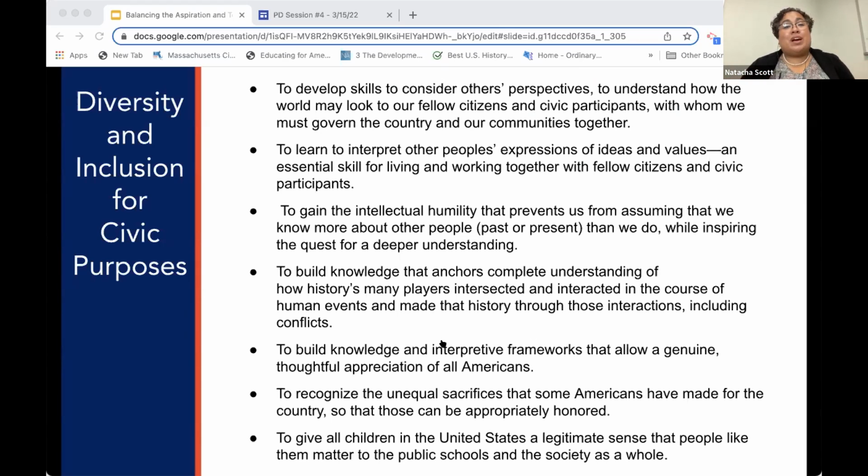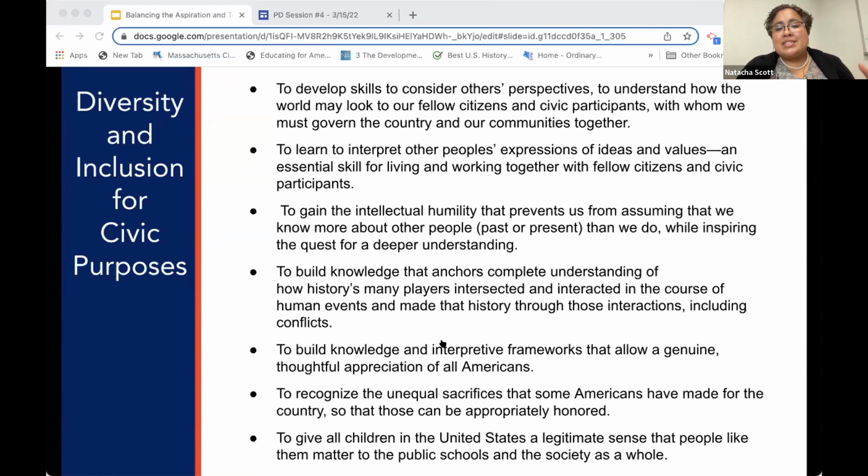Understanding that we want to move beyond the checklist and just make sure we've incorporated this perspective and this perspective, but actually thinking about how incorporating the diversity and inclusion of those perspectives can really deepen our civic understanding. As we see here, I'll leave this up for a moment so that you can read it. Trying not to rush you today.